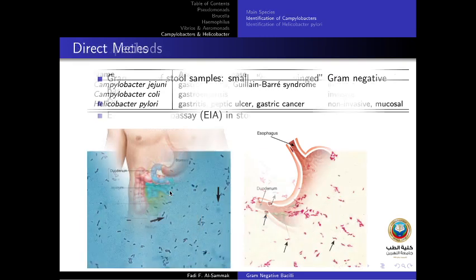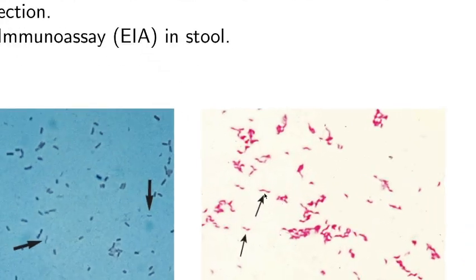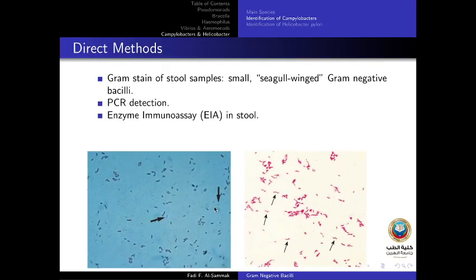So for the direct methods of detection in the Gram stain of a stool sample, we see small seagull-winged Gram-negative bacilli for Campylobacter. We can also have PCR detection or enzyme immunoassay in the stool. And this is the seagull wing here, as you can see, on this microscope slide.